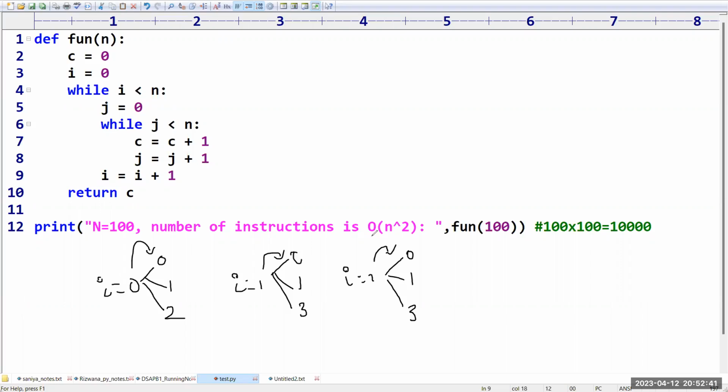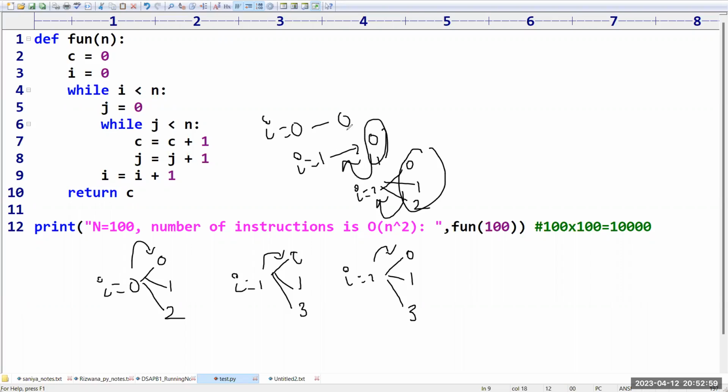No. If dependency is there, if I is equal to 0, you have to execute only one time. If I is equal to 1, the J loop has to execute 2 times. If I is equal to 2, the J loop has to execute 3 times. Now dependency is there. The execution of J is depending on the I value. Like that we have. Got it?